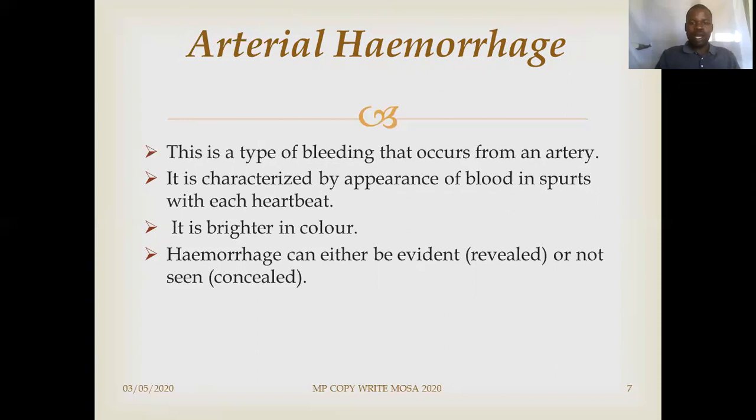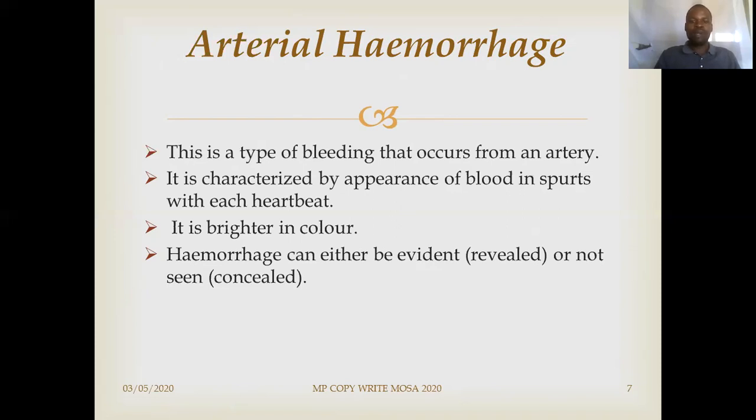Hemorrhage can either be evident, revealed, or concealed. What are we saying? Under arterial hemorrhage, the blood comes out under pressure because of the high blood pressure found in the arteries. In arteries, we know that blood moves at a high pressure or high speed. Then the blood is bright in color because it's rich in oxygen.